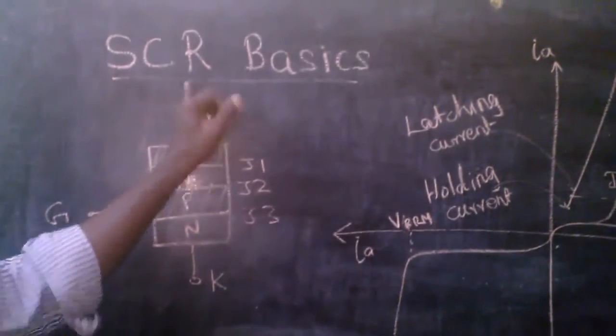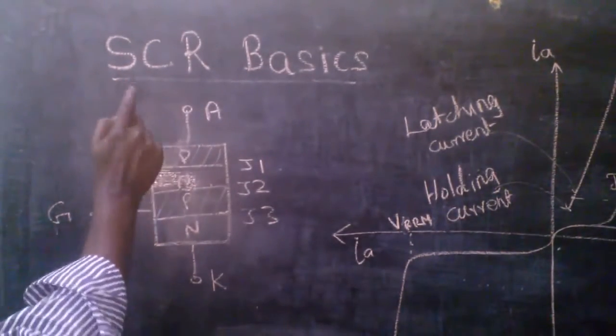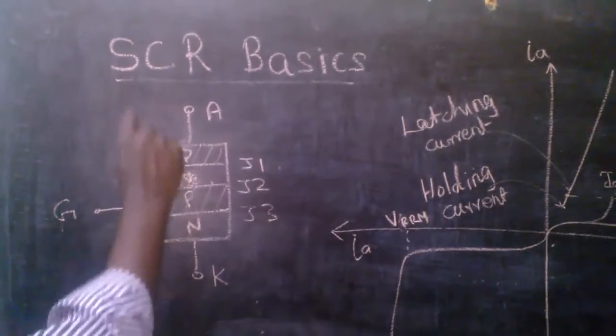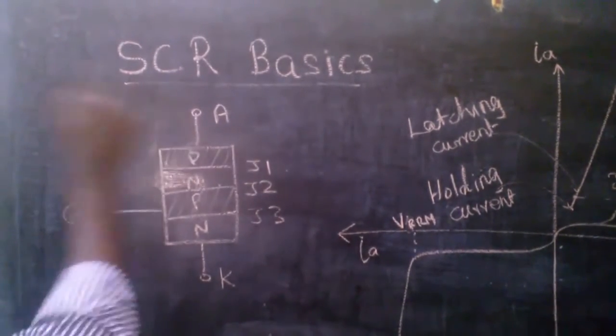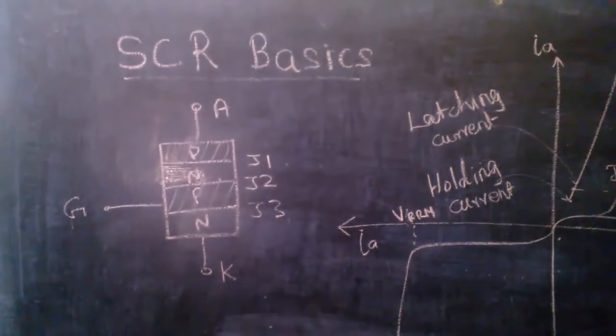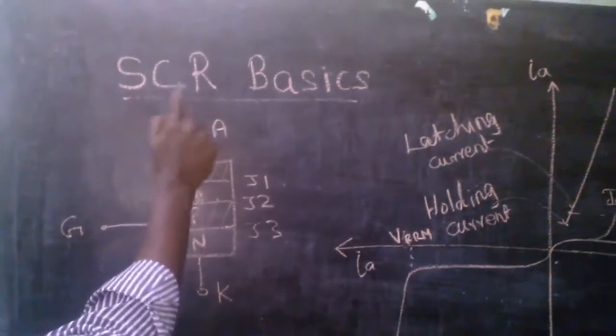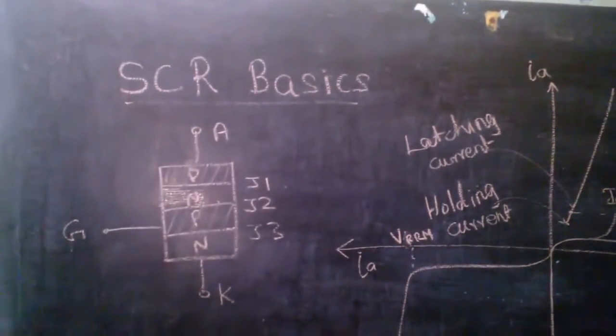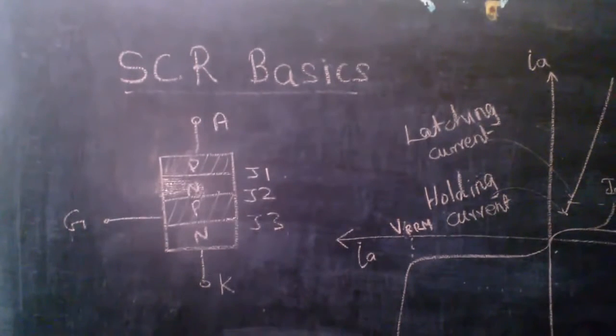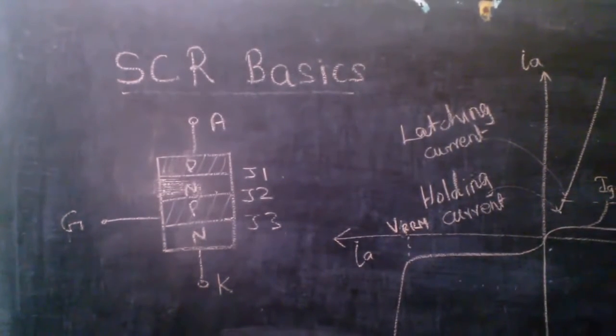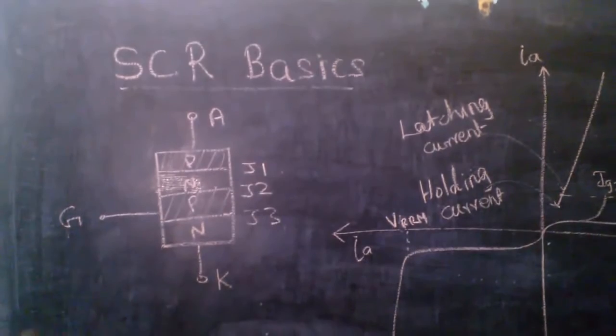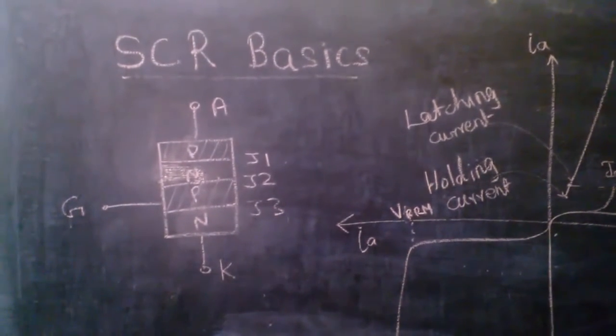SCR stands for silicon controlled rectifier. This device is made up of silicon and it acts as a rectifier, and the operation of the rectifier can be controlled. That's why it's called SCR, silicon controlled rectifier. Its generic family name is thyristor, and particularly this device is known as SCR.